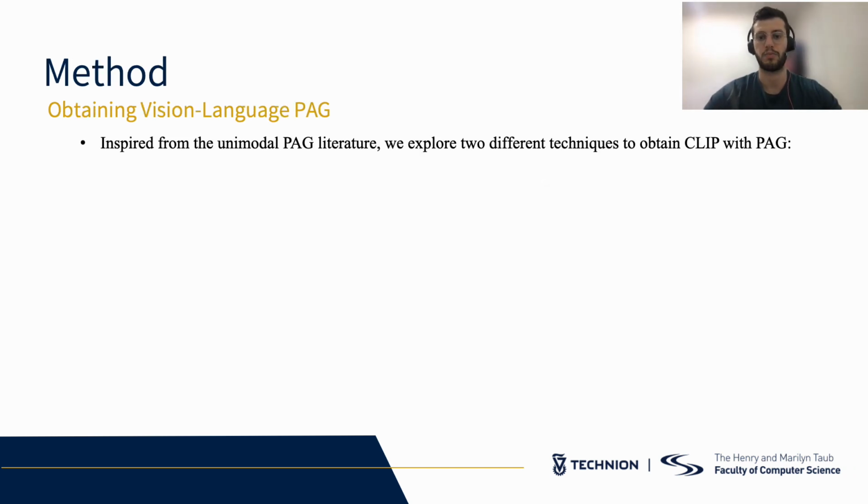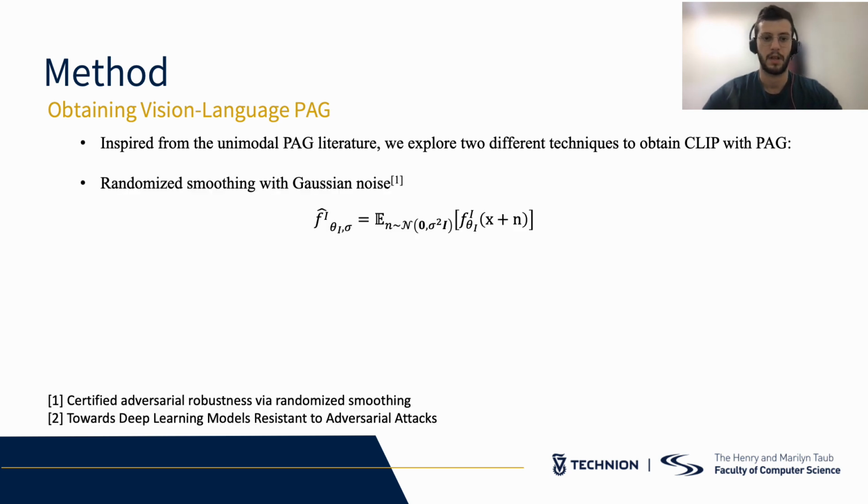Now we explore two approaches for achieving PAG in the CLIP model, which are known to work in the unimodal case. The first one is randomized smoothing, which proposes to consider the expectation of the network output with respect to some noisy input as the smooth classifier output. We note that this approach can be done at inference time without requiring any sort of training. The second one is adversarial fine-tuning of CLIP. To do so, we propose to extend unimodal adversarial training to the vision language case.